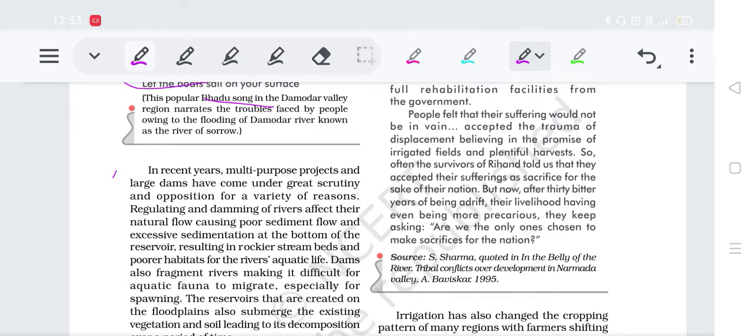So, in recent years, multi-purpose projects and large dams have come under great scrutiny and opposition for a variety of reasons. Regulating and damming of rivers affects the natural flow, causing poor sediment flow and excessive sedimentation at the bottom of the reservoir.